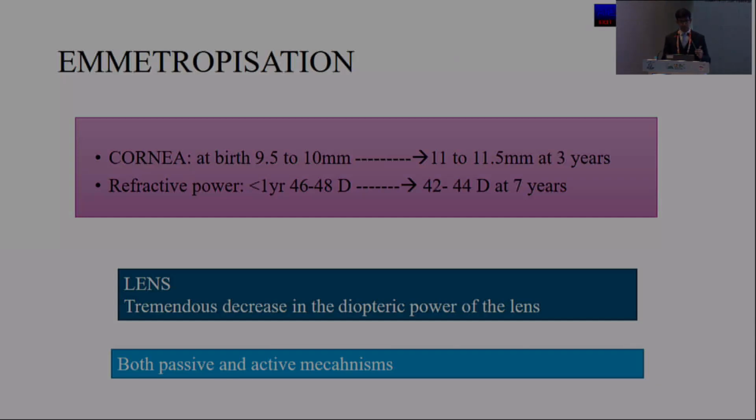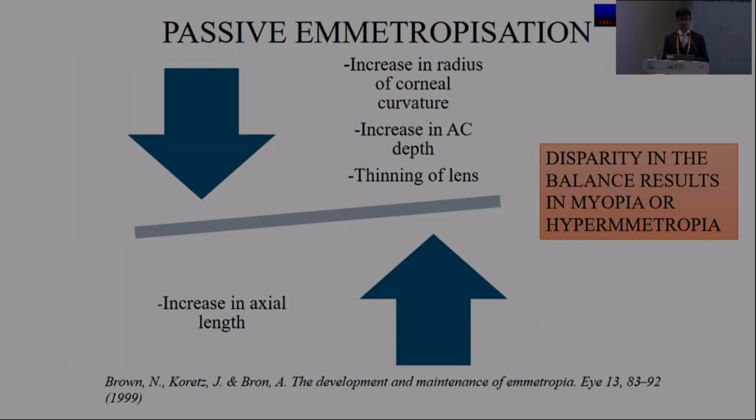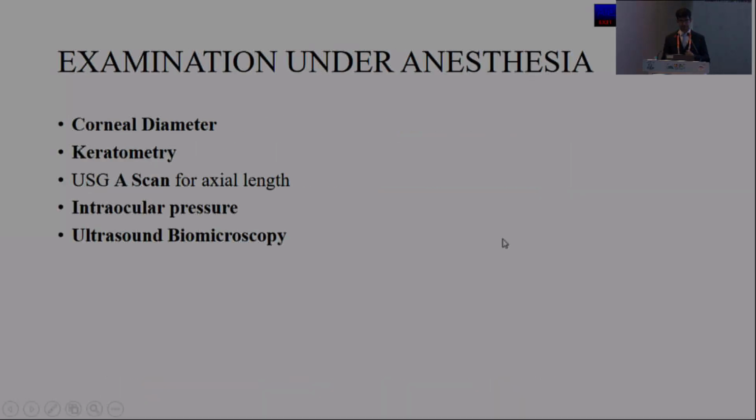There has been a lot of talk about emmetropization, so I won't be covering that part, and the change in axial length, which attains the adult level by approximately 5 years of age. So it's a very organized process where there is an increase in radius of curvature, increase in anterior chamber depth, and thinning of the lens. And simultaneously, there is an increase in axial length. Whatever opacity or disturbance causes disparity in this balance will lead to hyperopia or myopia. And active emmetropization also occurs because of feedback from image clarity from the retina.